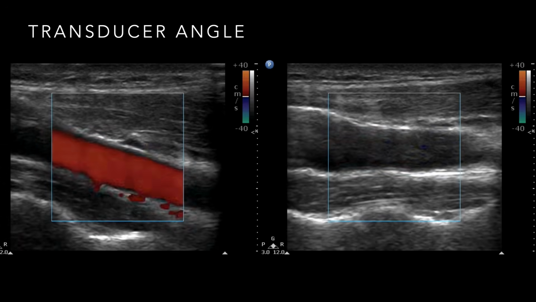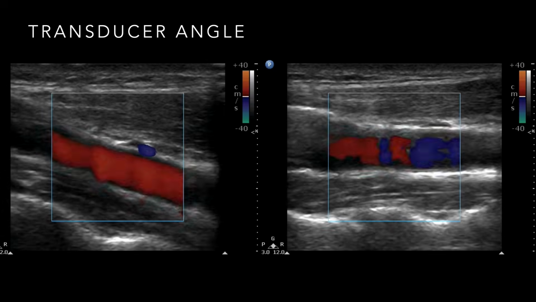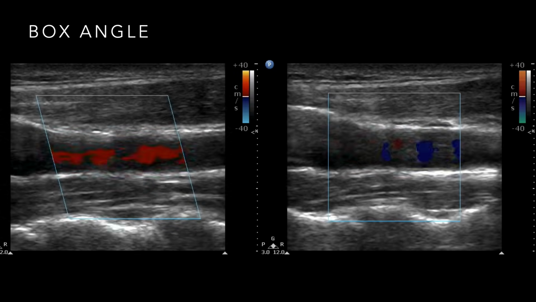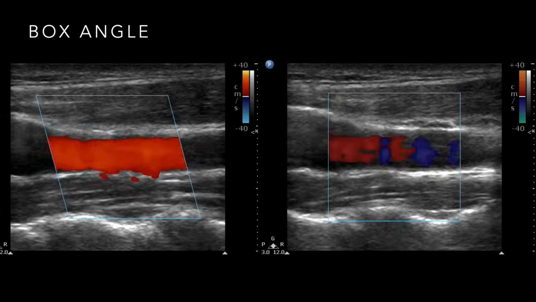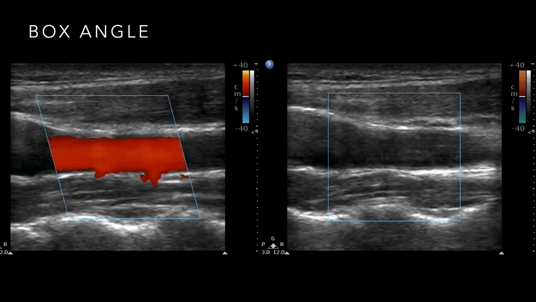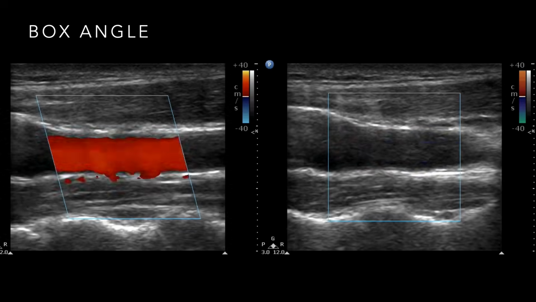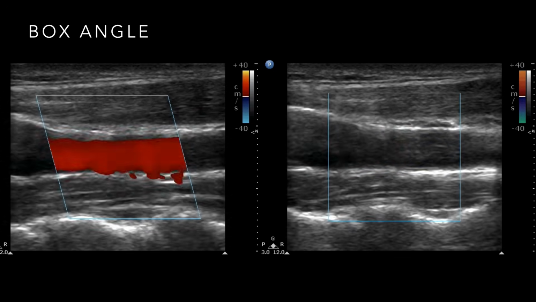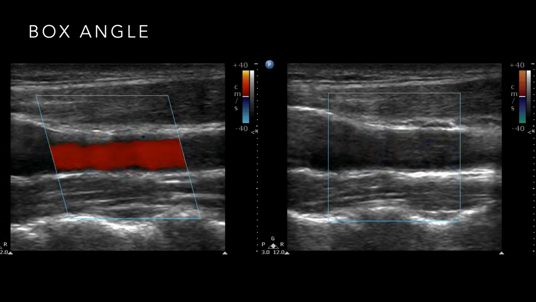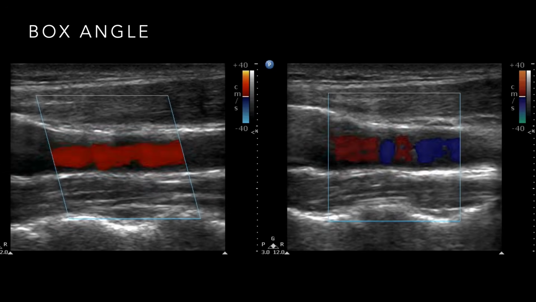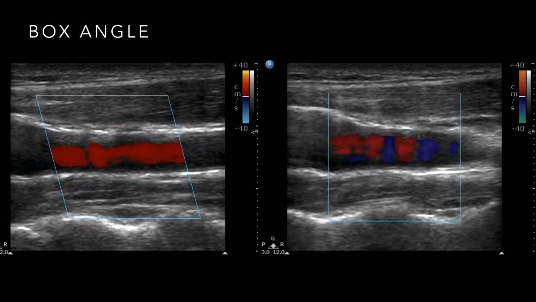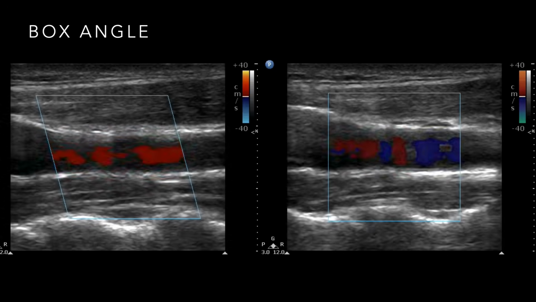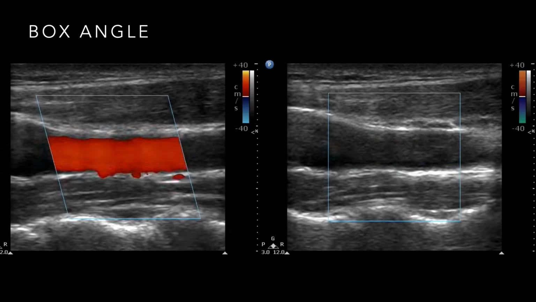Now, what if you can't angle your transducer? Well, you're in luck. We have another option, and that's adjusting the box angle. Because this is all electronic control of these ultrasound probes, we can fire the different crystals at different times. We can fire left to right, right to left, center to out. Essentially, we can adjust the angle that this ultrasound beam is emitted from the transducer electronically. It's called electronic beam steering.